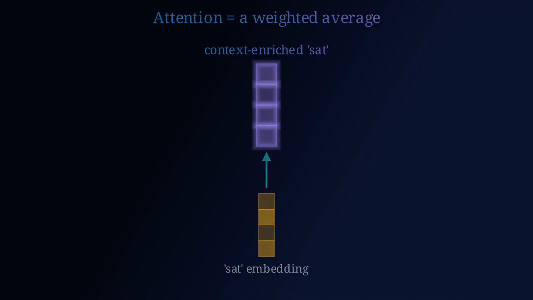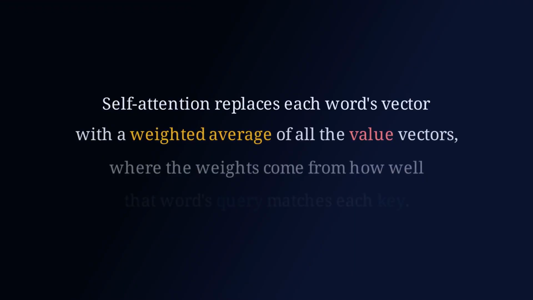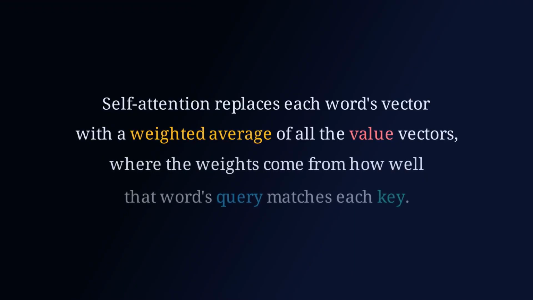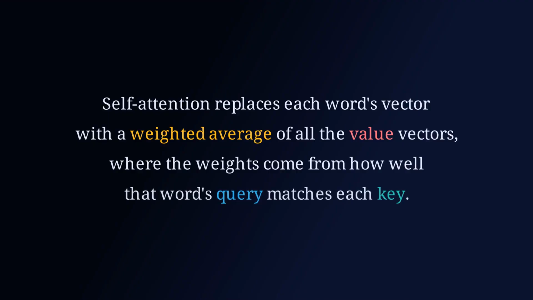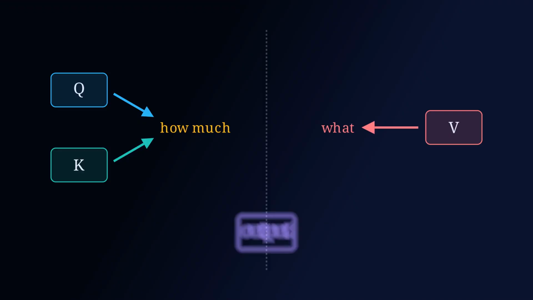Let me say the one sentence that captures the entire mechanism. Self-attention replaces each word's vector with a weighted average of all the words' value vectors, where the weights come from how well that word's query matches each key. That's the whole thing. It's worth pausing on how elegant the division of labor is. The query and key decide where attention goes. The value decides what actually flows. Separating how much from what is exactly what gives attention its flexibility.